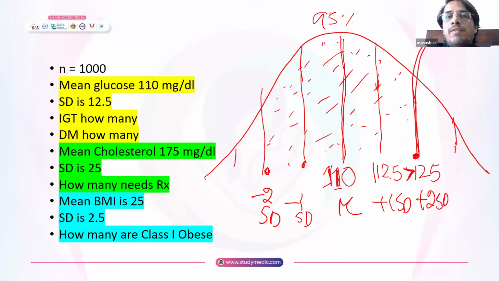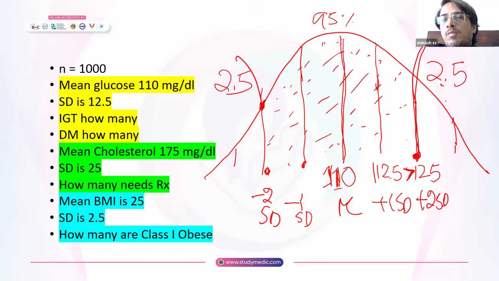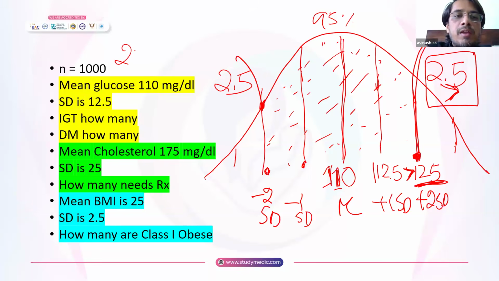So how many will be outside? 5% is outside. We know that 2.5% will be having value more than 125, that is plus 2 SD, and 2.5% will be below minus 2 SD. So around 2.5% of the population will have blood glucose more than 125 milligram per deciliter. That means 2.5% of 1000 would be 25. Around 25 can be diabetic.